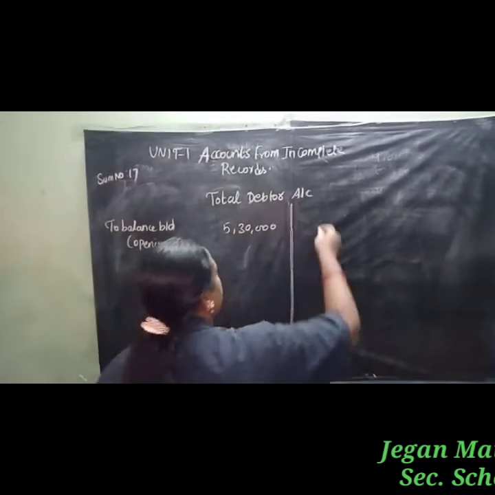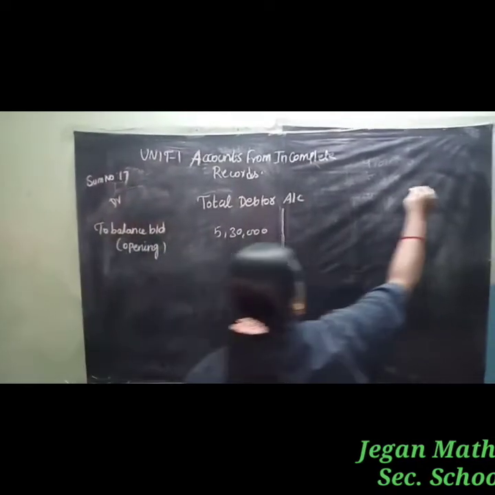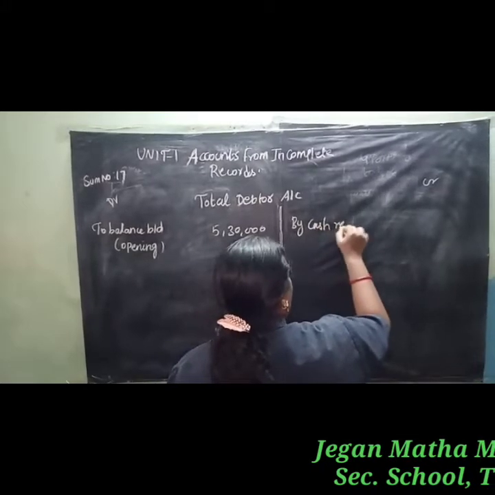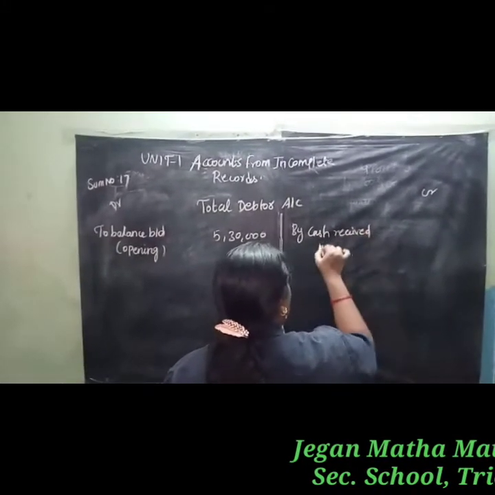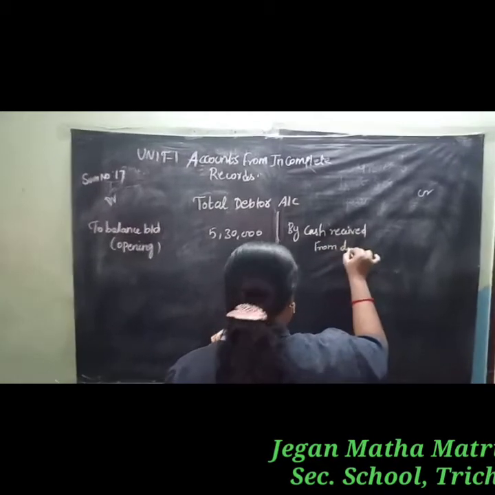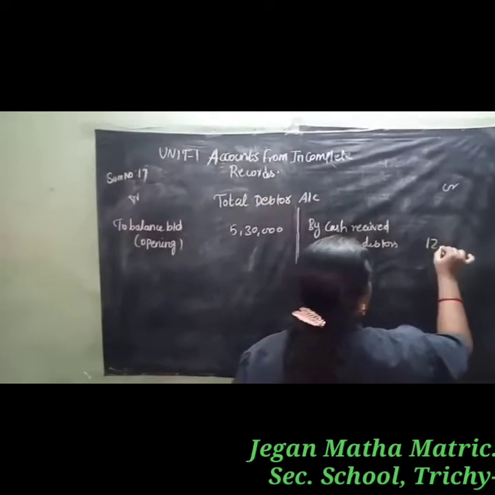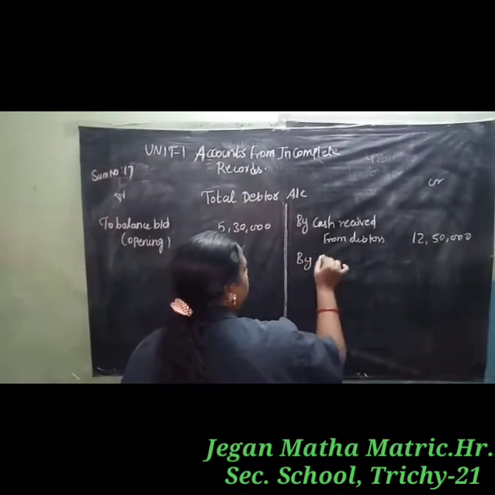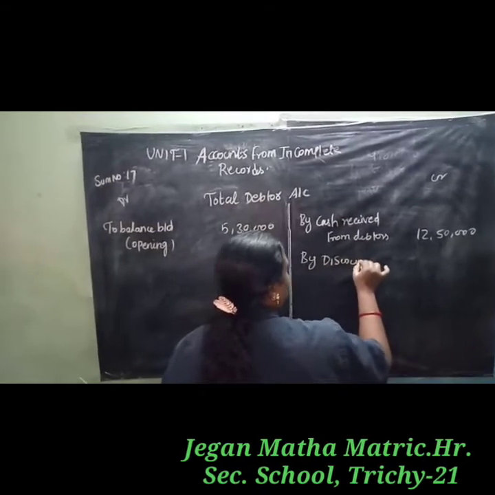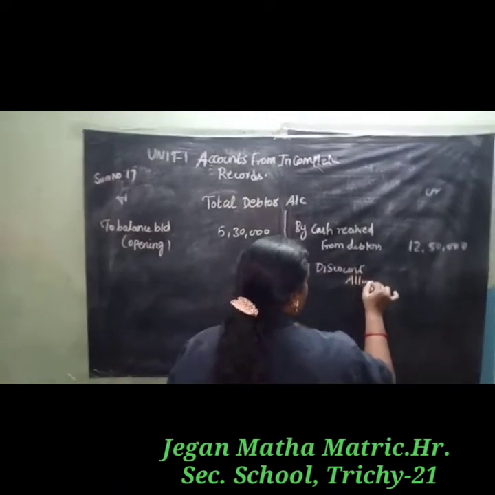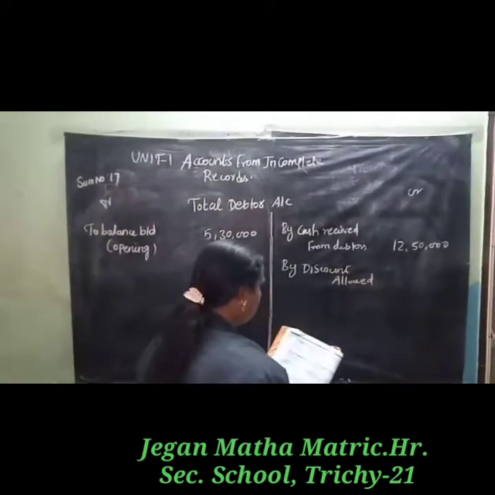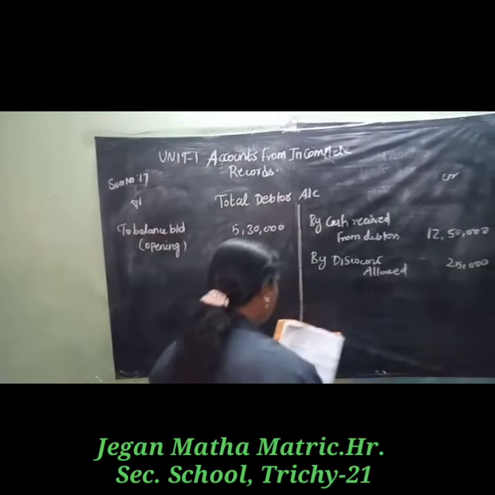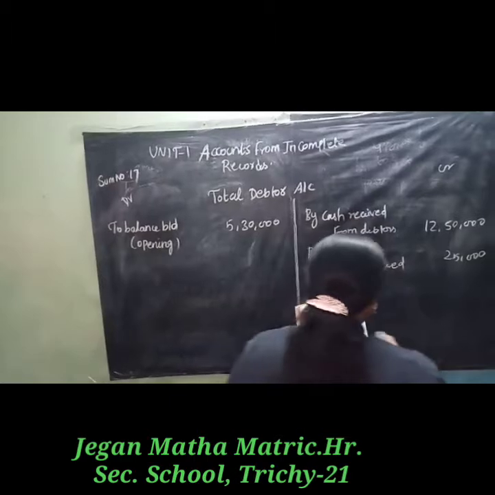Then the credit side: By cash received from debtors, 12,50,000. Next, by discount allowed, given in the other details, 25,000. That's all. Which side is more? Credit side is more, so we add this.